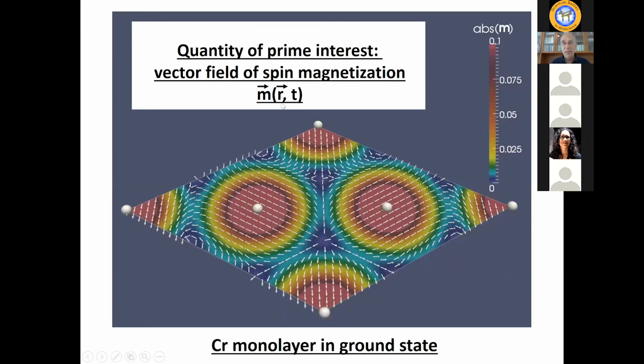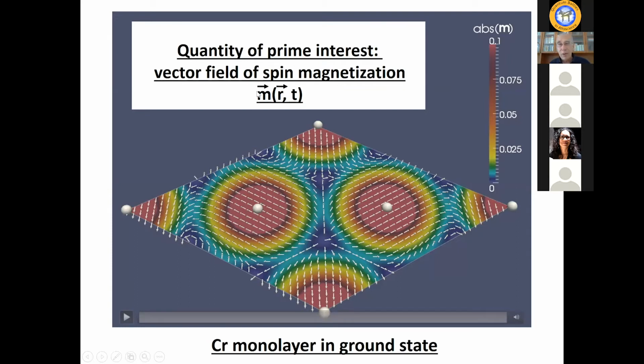So here's an example that's a chromium monolayer. I will come back to this later. And the way I present this throughout the talk is with a color coding for the absolute value of this vector field. So this guy is plotted here, the absolute value.